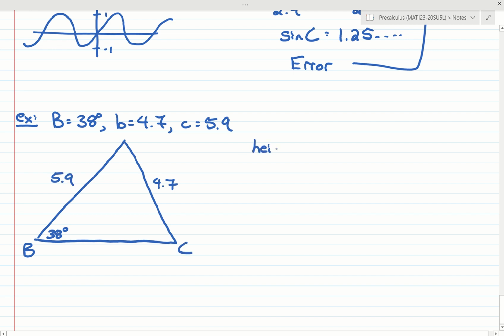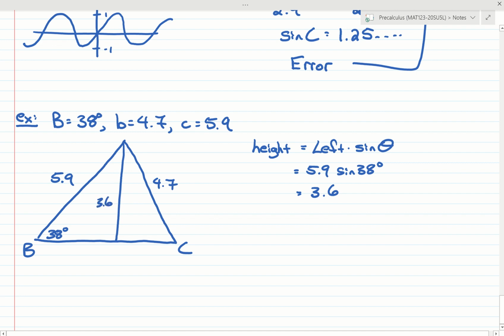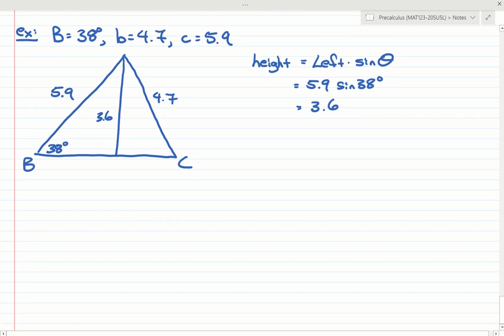First, let's start off by finding the height. Now, the height would equal the left side times the sine of our angle. So our left side is 5.9. The sine of 38 degrees, let's see what this is. So 5.9 times the sine of 38 is 3.6. The height is 3.6. Okay, so we have our height is smaller than the right side.